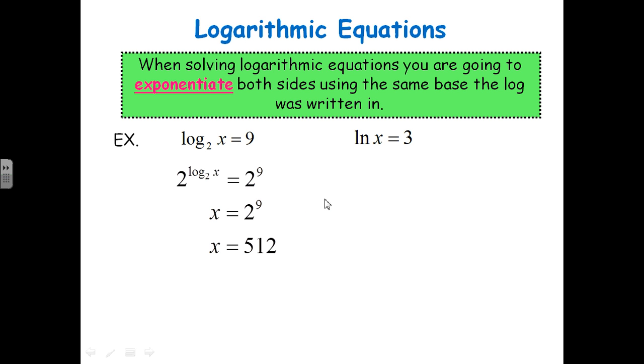Okay, so let's go to the next one. We have the natural log of x equals 3. Because we're dealing with a natural log, that means we're dealing with base e. So when we exponentiate, we're using e raised to the natural log of x, and then e raised to the power of 3. These cancel. We're left with x equals e cubed, which we can easily figure out.